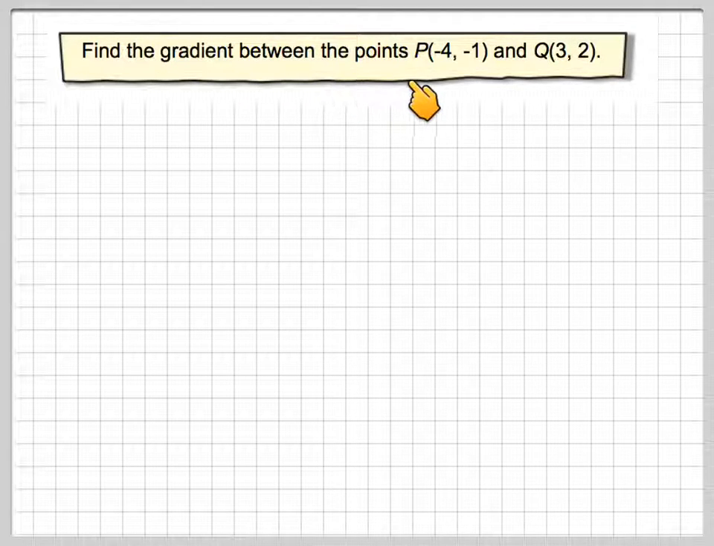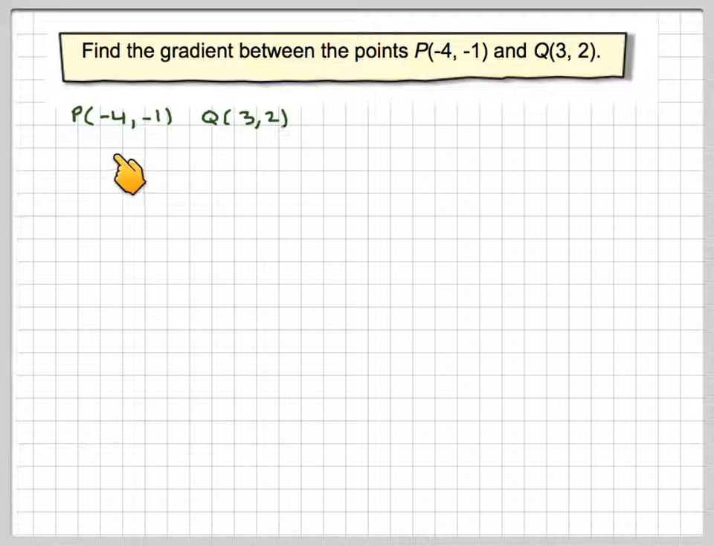Find the gradient between the points P(-4, -1) and Q(3, 2). So we've got P(-4, -1), Q(3, 2). What you need to do first of all is label the coordinates. Normally we label this one x1, y1, x2, y2.